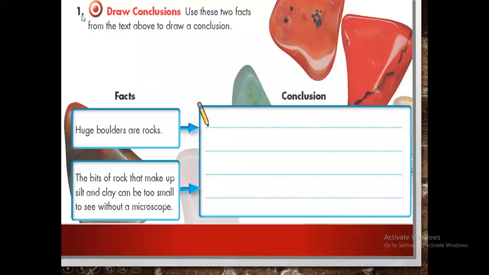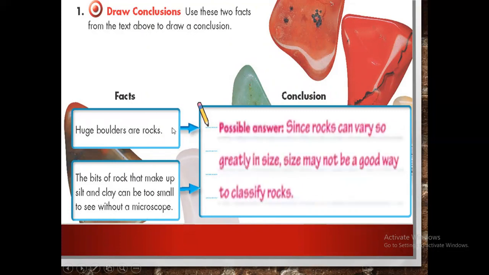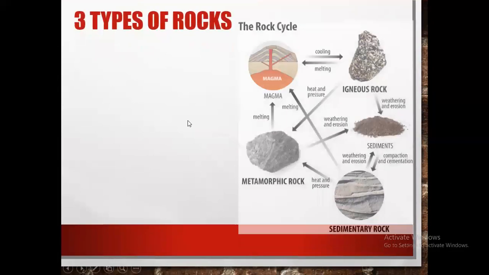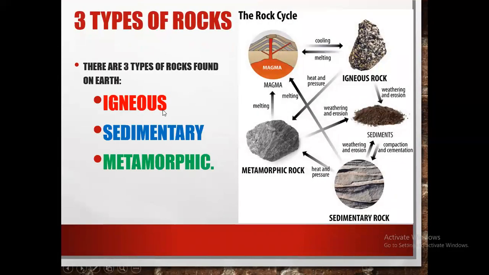First of all, we have a question here. Use these two facts from the text above to draw a conclusion. Huge boulders are rocks, and even bits of rocks that make up silt and clay can be too small to see without a microscope. What do we understand? That rocks can be of different sizes and shapes. Three types of rocks once again: sedimentary rocks, igneous rocks, metamorphic rocks.